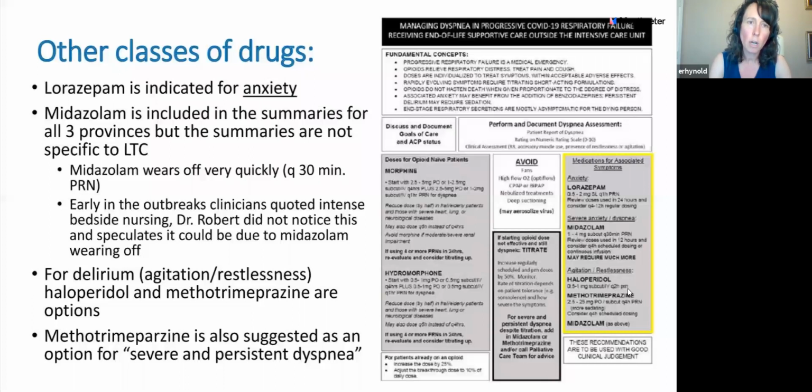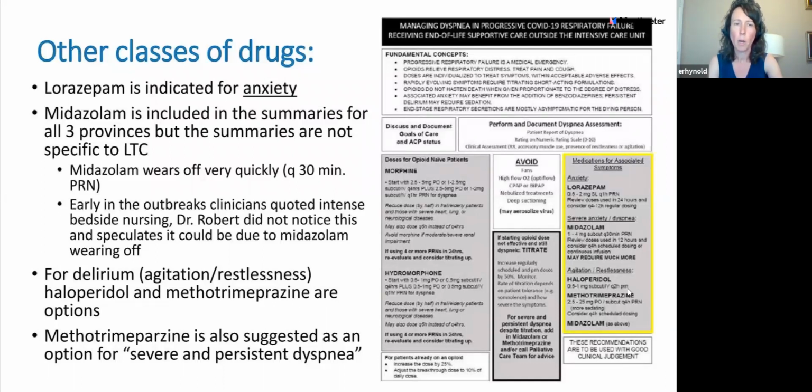When I was talking to Dr. Robert, I asked him about what I had heard from some other practitioners, that they just couldn't meet the needs of the patients who were dyspneic from their COVID-19. He wondered whether they were using midazolam as part of their strategy, and was it wearing off too quickly? For the staffing available in personal care homes, a Q30-minute PRN is just not practical, whereas lorazepam, if it's being used for their anxiety, may be more practical.